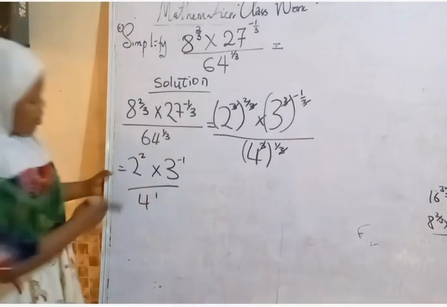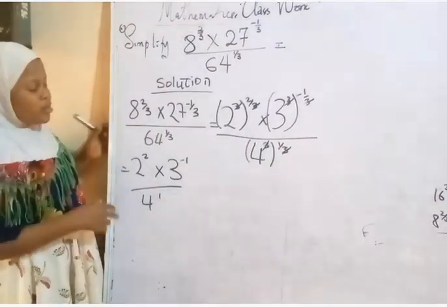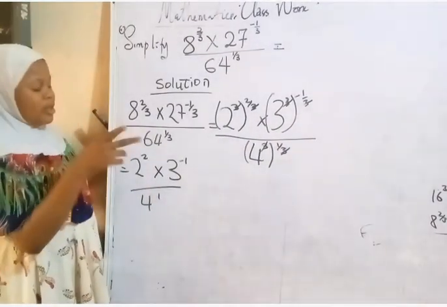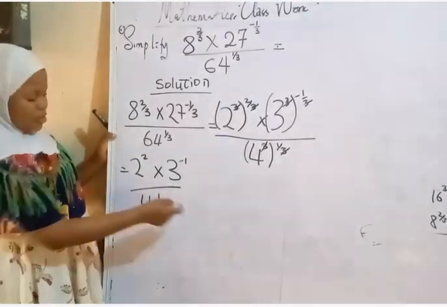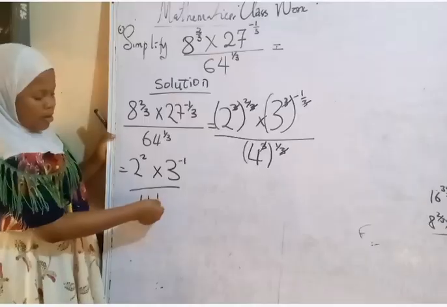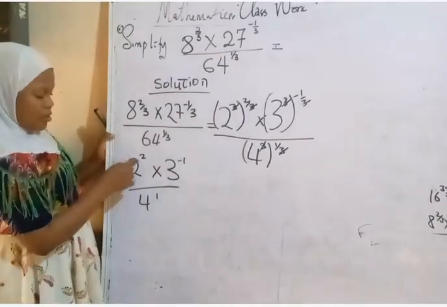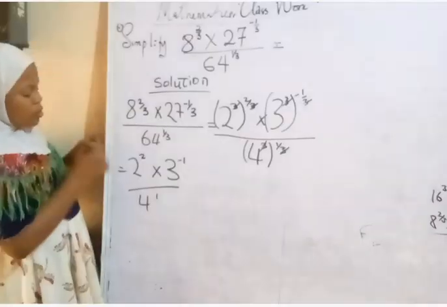I wrote 2 raised to power 2. 2 raised to power 2 means 2 times 2, 2 in 2 places. 2 times 2 is 4. And the 4 here is 4 raised to power 1. 4 times 1 is going to give us 4. 4 times 2 times 2, 4. So both of them are the same thing.